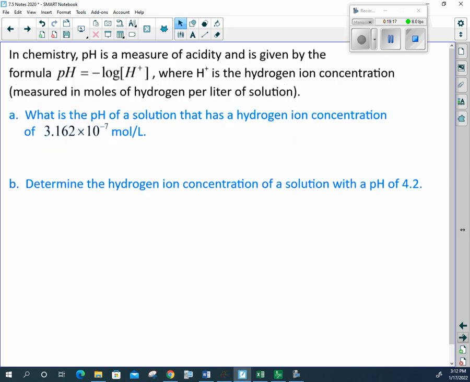Okay, and this is our last word problem here. In chemistry, pH is a measure of acidity and is given by the formula pH equals the negative log of H plus, where H plus is the hydrogen ion concentration measured in moles of hydrogen per liter of solution. What is the pH of a solution that has a hydrogen ion concentration of 3.162 times 10 to the negative 7? Okay, we're just going to do a direct substitution then.